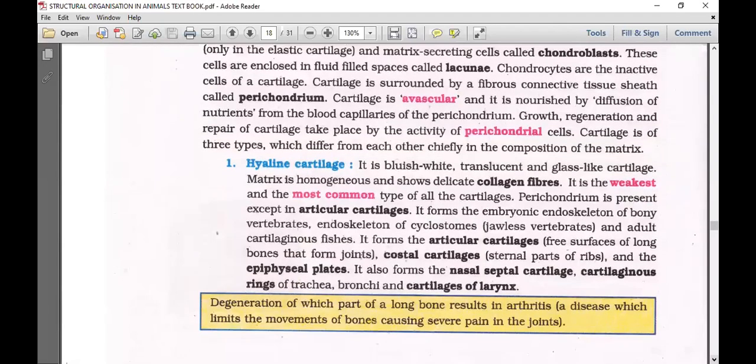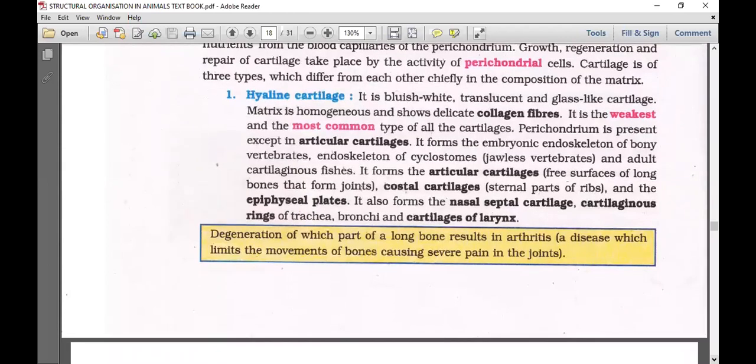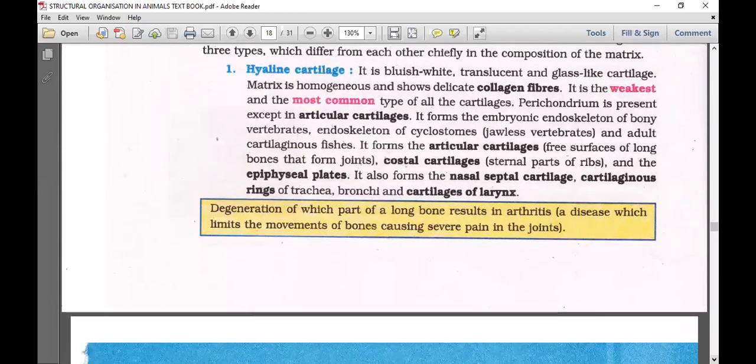Hyaline is a bluish white, translucent and glass-like cartilage. Hyaline means transparent. The meaning of hyaline is itself transparent: bluish white, translucent, and glass-like cartilage. Matrix is homogeneous and shows delicate collagen fibers.